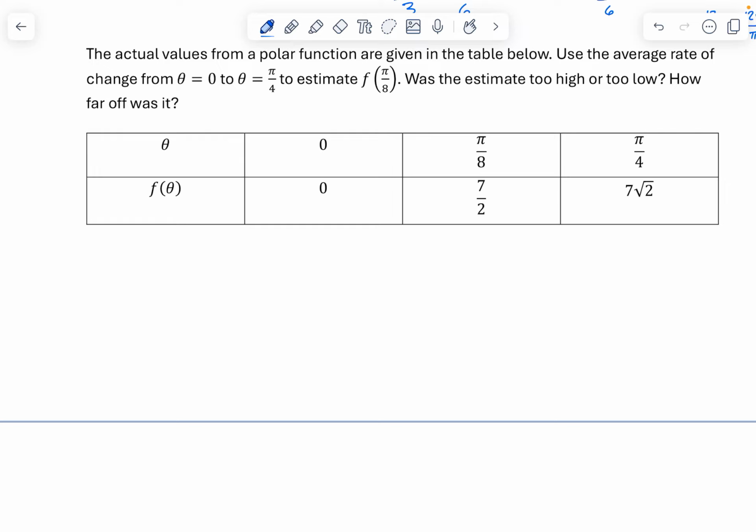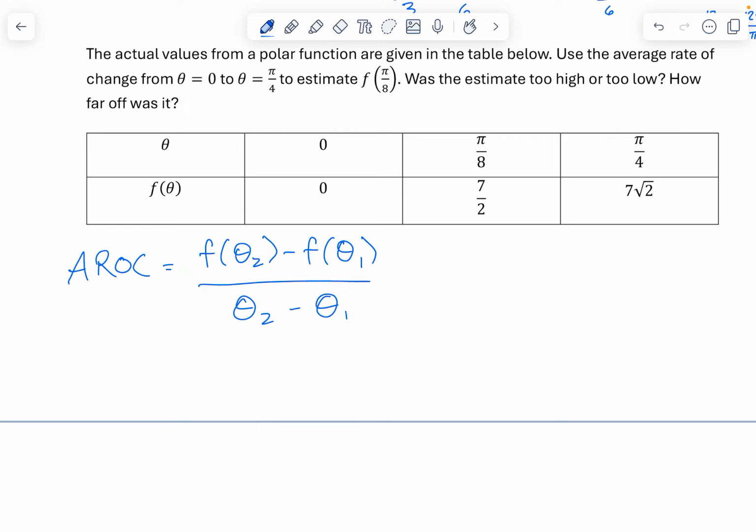Okay, so let's think about this for a second. Our average rate of change, yep, I think my pencil's dying. Well, I think I have a second pencil. So we'll see if it works. Okay, average rate of change was equal to what? It was equal to f of theta 2 minus f of theta 1 over theta 2 minus theta 1. Okay, let's hang on to that piece of information for a minute. And we can use the fact we're trying to find the average rate of change between these two.